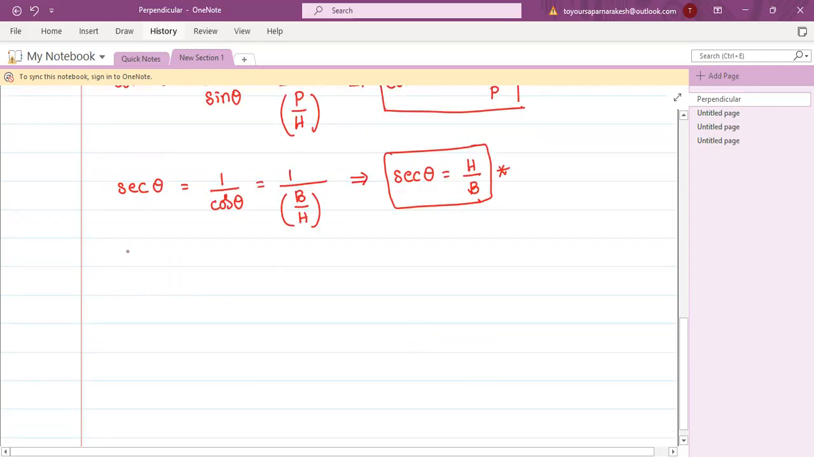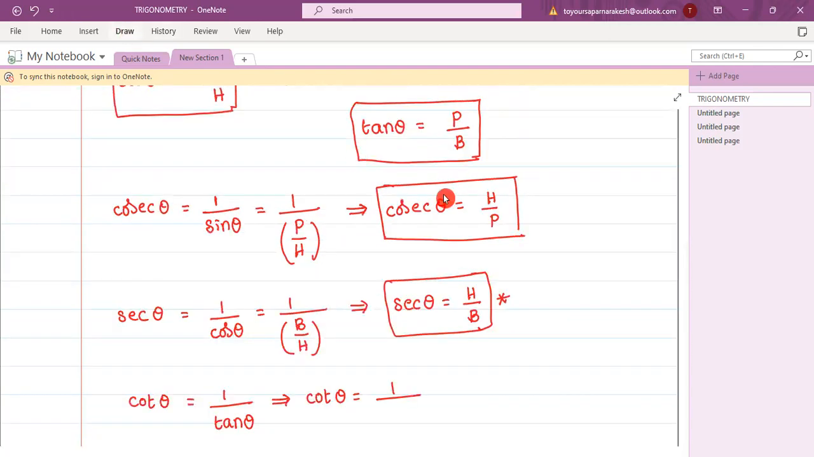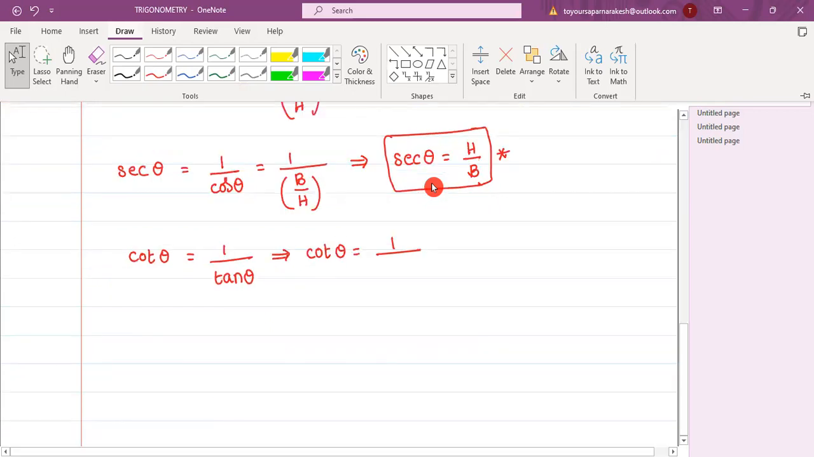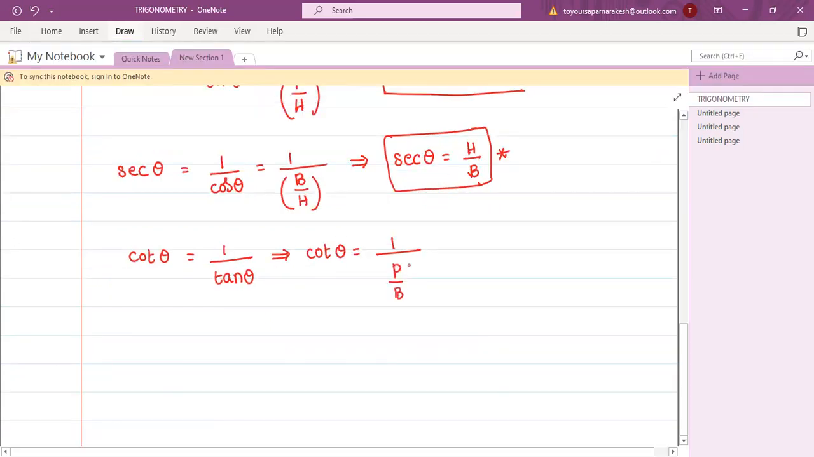Next, we have to find cot theta. Cot theta means 1 upon tan theta. In the place of tan theta, we write P upon B. Simplifying, we finally get cot theta equal to B upon P.